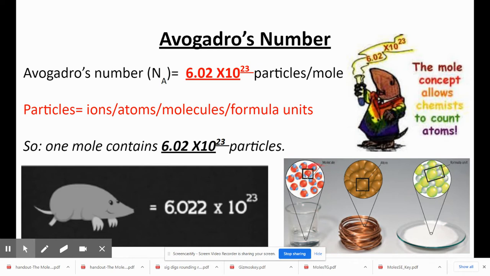Particles, if you look here, when you have a molecular compound like water, it's a molecule. When you just have a pure metal, for example, where you're dealing with just atoms straight up, that would be particles here, the atoms. If you had salt, you're looking at the individual formula unit rather than the molecule.